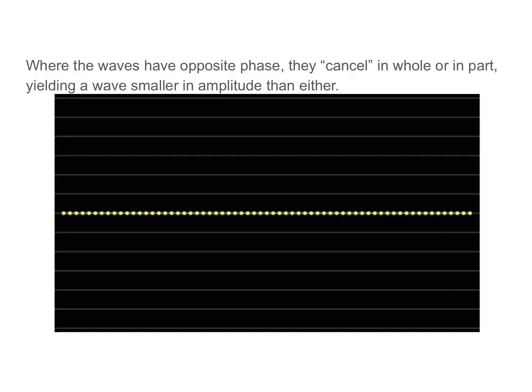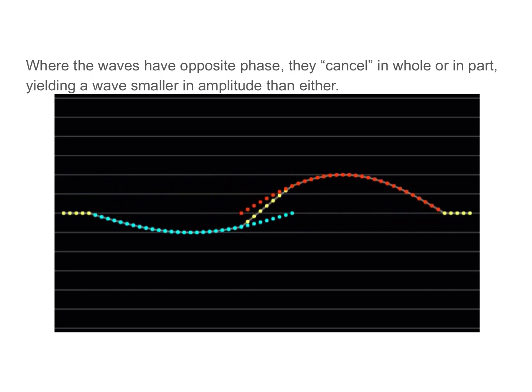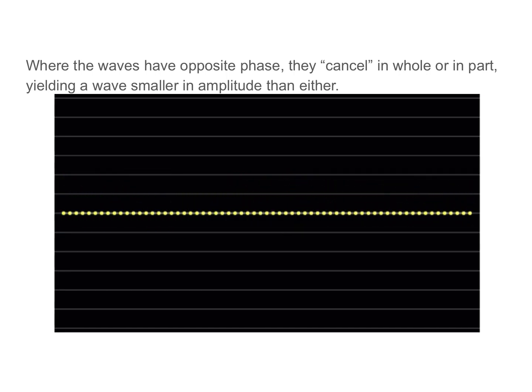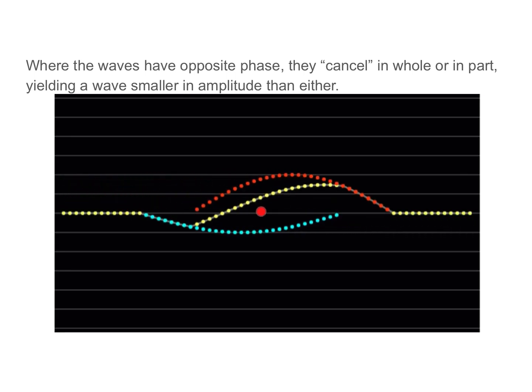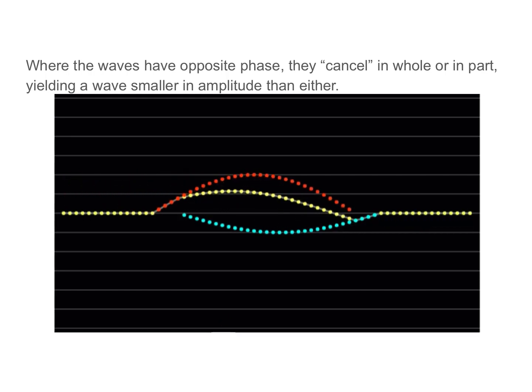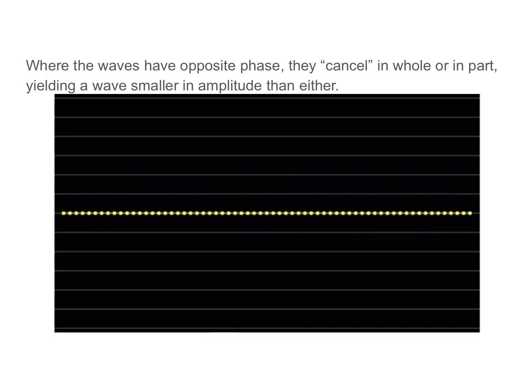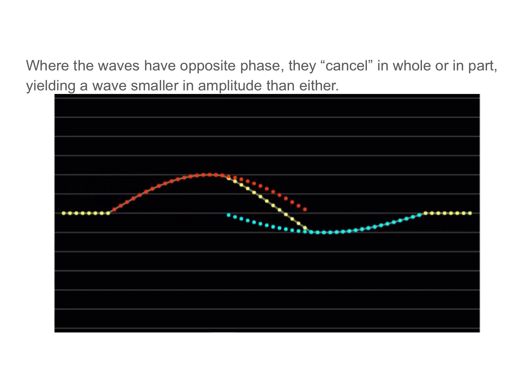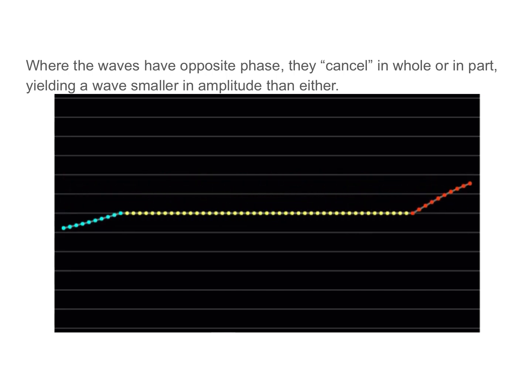Where the waves have opposite phase, they quote-unquote cancel in whole or in part, yielding a wave smaller in amplitude than either. So we see here, they have opposite phase, and in the middle we have lesser amplitude. Let's say here, lower amplitude than either. When we say cancel, we need to be careful because, as you can see afterward, the waves have just become exactly who they were, and there is no sign that they've gone away. So they only cancel in the moment. They don't destroy each other. They actually just pass through each other, but their effects seem to cancel out, at least a little bit.